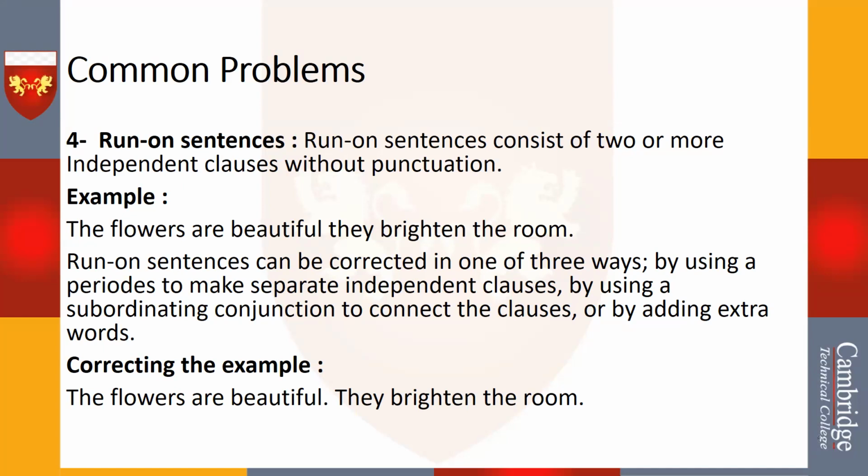Did you understand? Yes. Okay, so run-on sentences can be corrected in one of three ways. By using a period to make separate independent clauses. Yeah. By using a subordinating conjunction to connect the clauses.